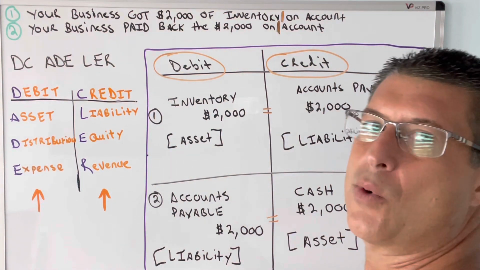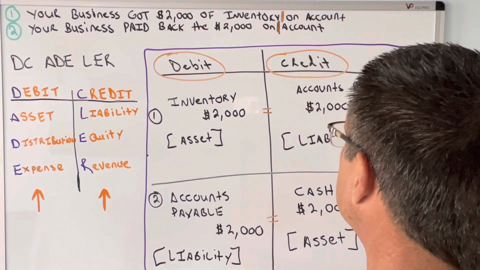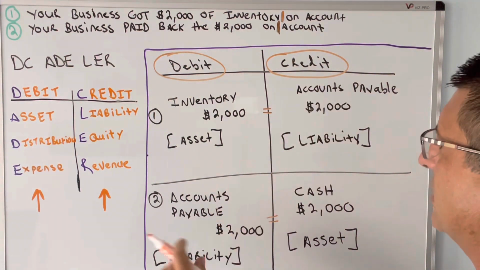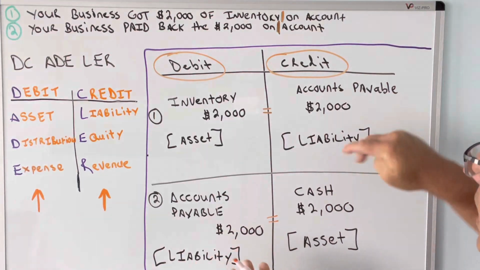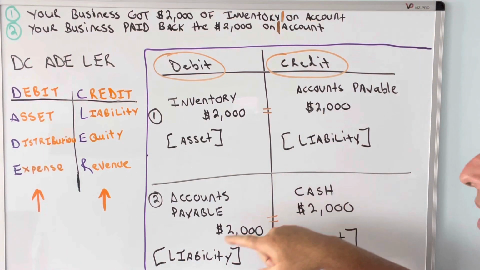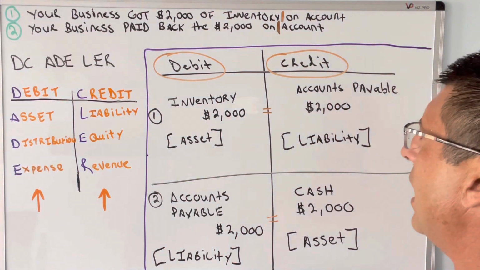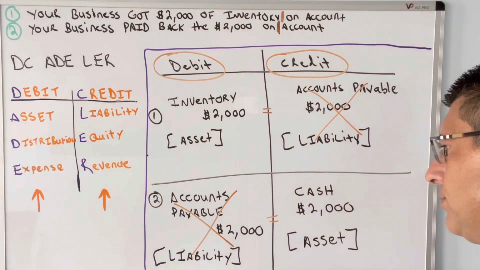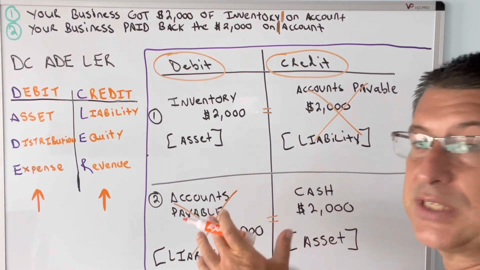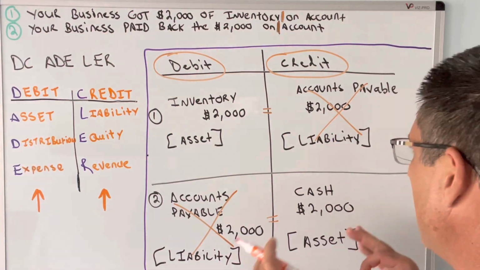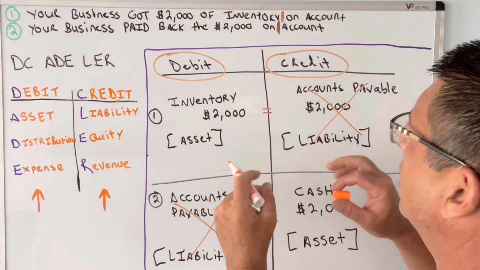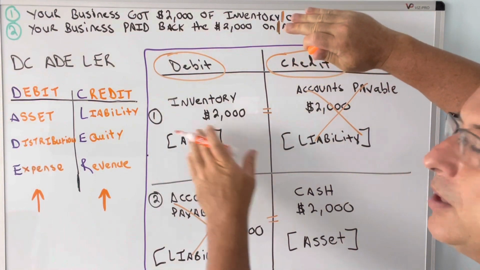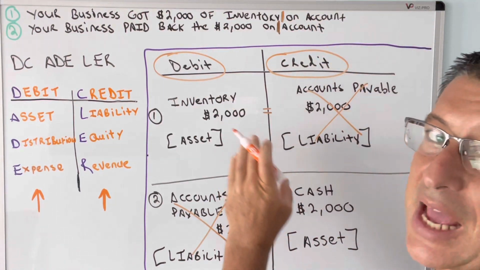And I want to show you another little thing here. These cancel out, because at the end you don't have anything in accounts payable. You had $2,000, and then when you paid it back, now it's down to zero. So you kind of cancel those two accounts out, and it's almost like this never happened. If you got inventory and paid money for it, it's just an extra step.